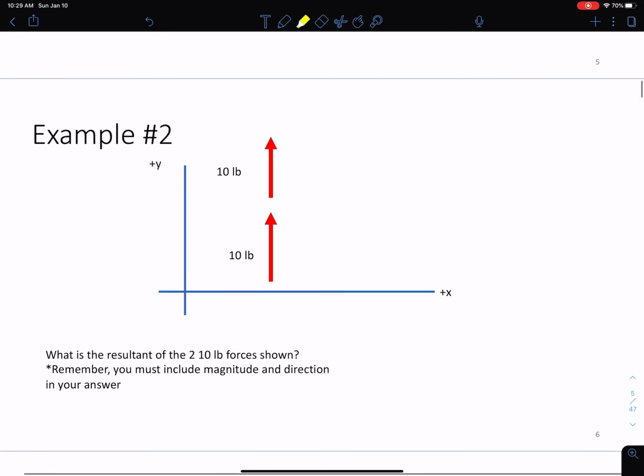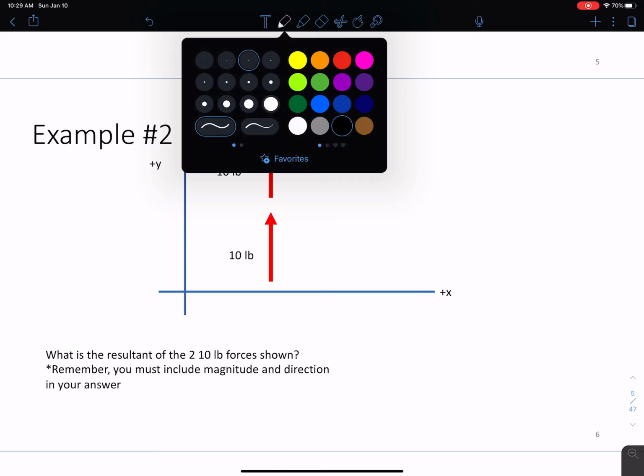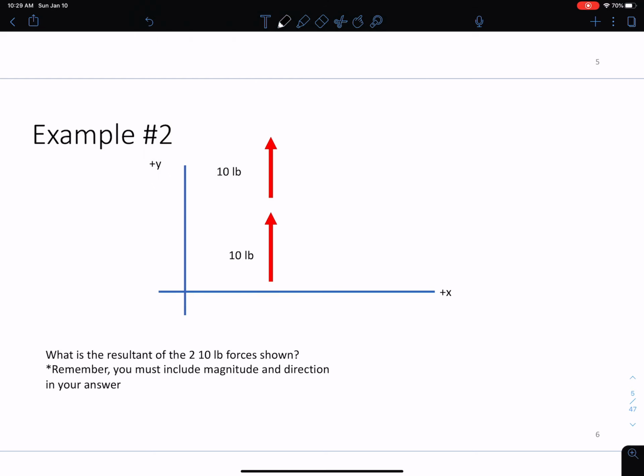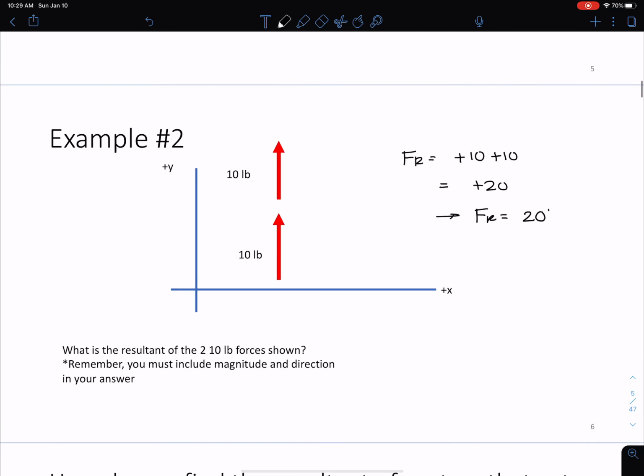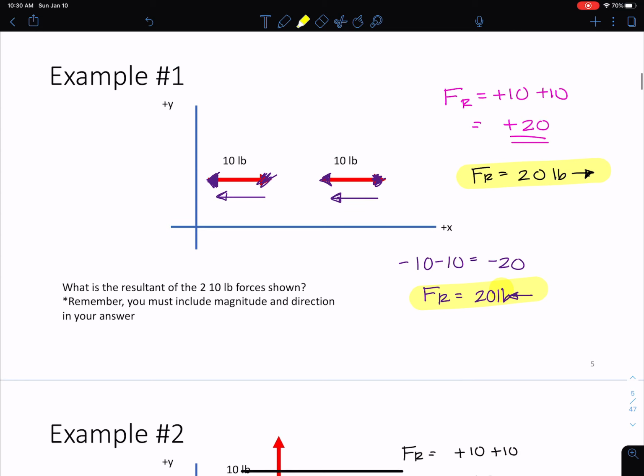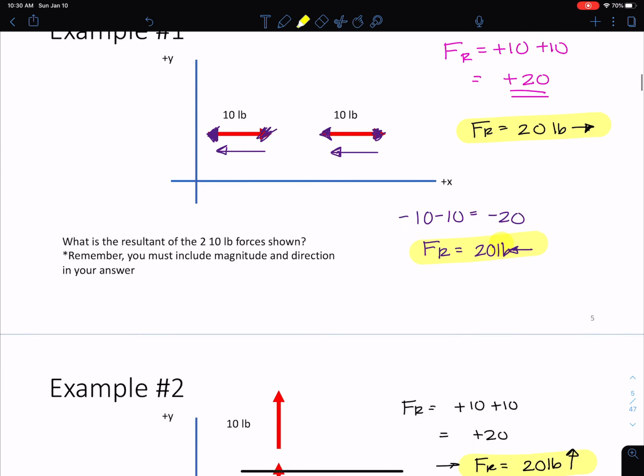All right. We'll do one more example here. If I have 10 pounds going up, another 10 pounds going up, now my resultant force would be positive 10, because it's y, plus 10, which would be positive 20. And now we can visually see which direction to put. My FR is equal to 20 pounds going up. So you see how this answer is different than the first one. Direction matters.